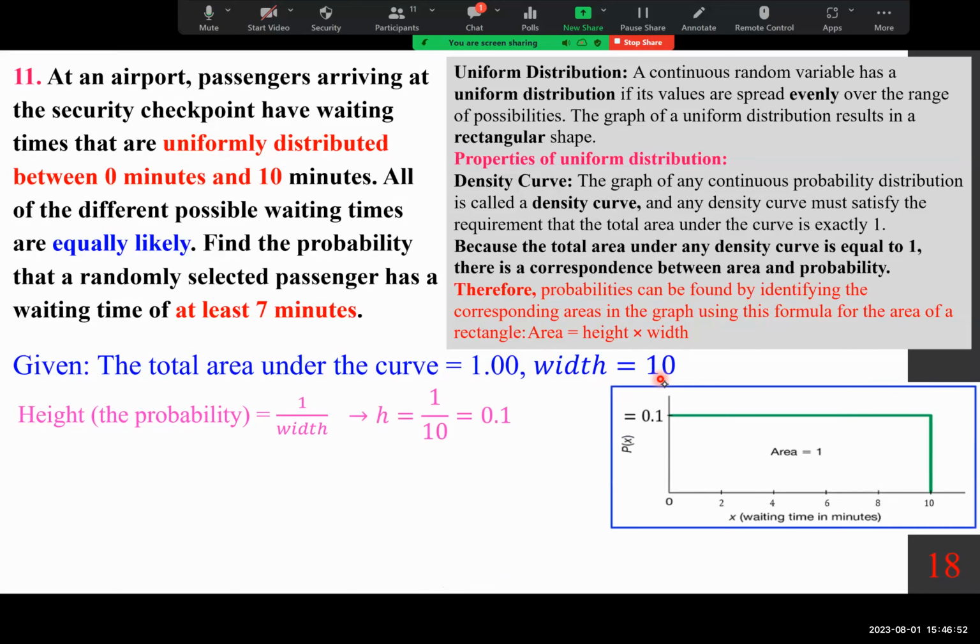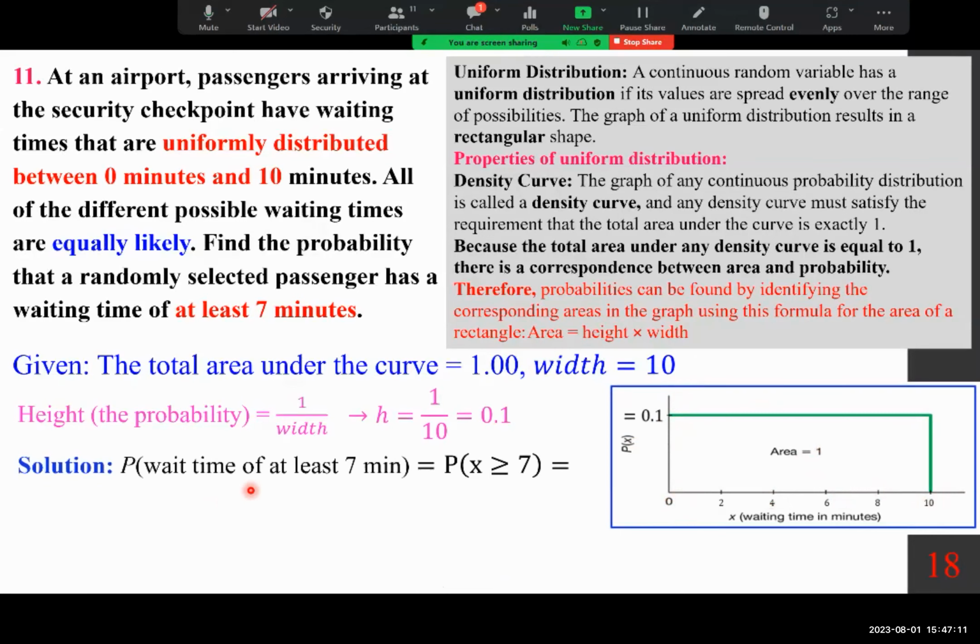So this is the graph. Since this is between 0 and 10, the height must be 0.1. This may not be to scale, and that's not important. But the area must be 1. If this is 10, this must be 1 divided by 10, which is 0.1.